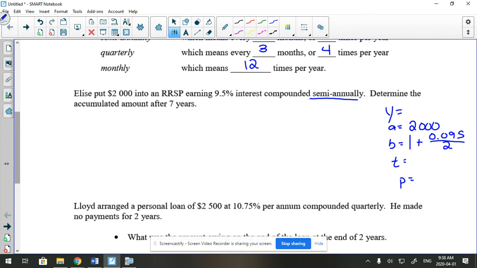Then it says determine the accumulated amount after 7 years. So I want to know the total amount after 7 years. So my total time is 7 years. Your P value is how often the interest is getting put into your account, which is occurring every half year. So what you'll notice is whatever value you put here is your same value you're putting here. If it's semi-annually, it'll be 2 or over a half. Now we're just going to plug it into our equation, and then we can solve just like we've always done. We want to know the total amount after 7 years.